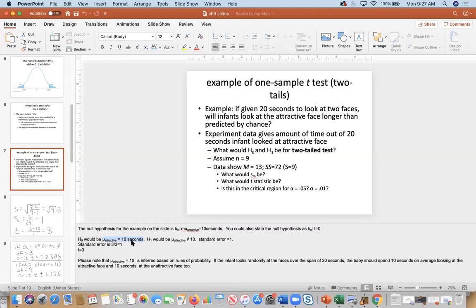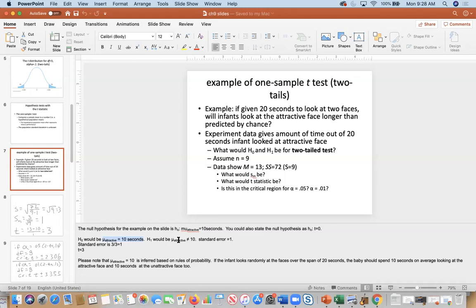This is probability. The exact mathematics would be 50% times 20 seconds equals 10 seconds. The null hypothesis is that each baby will spend 10 seconds looking at the attractive face, which means necessarily that the baby will also spend 10 seconds looking at the unattractive face. The alternative hypothesis would be the amount of time spent looking at the attractive face does not equal 10.